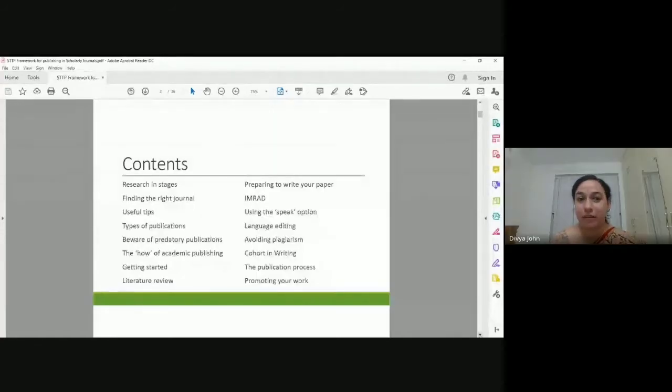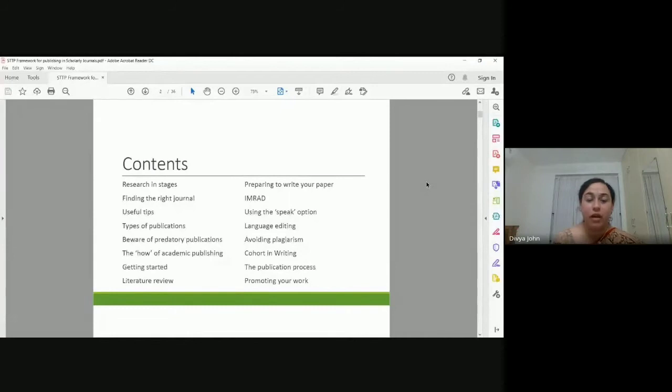So the things that I would be covering in this session is how we can do research in stages. I'd also be touching upon how you can select the right journal for your publication. We'll also talk about a couple of useful tips given by language experts, the kind of publications that you can trust, and a reminder about the bogus and fake publications.